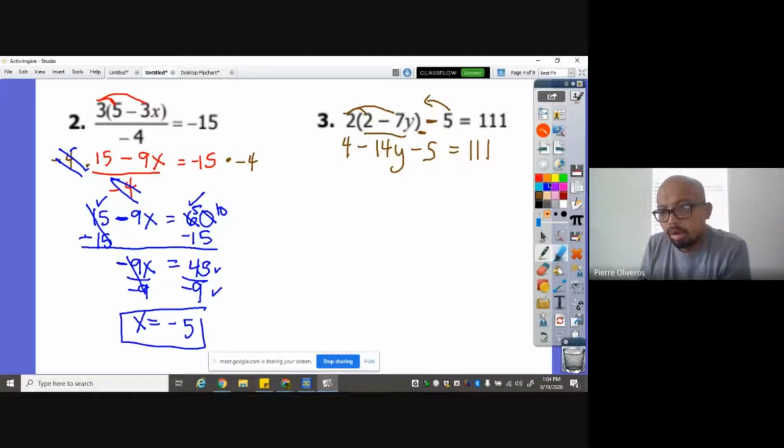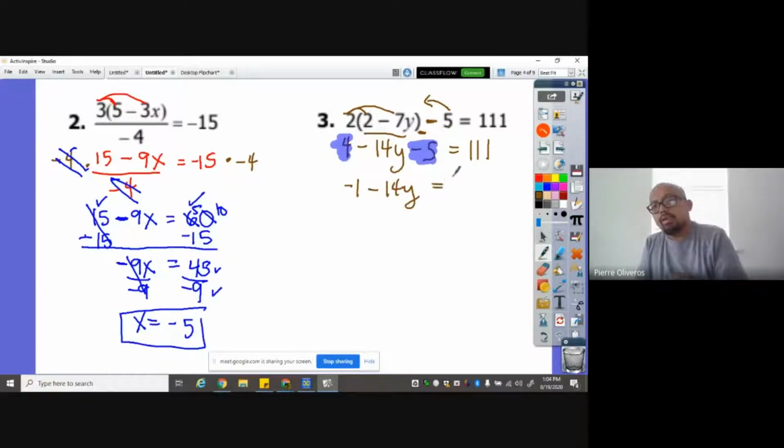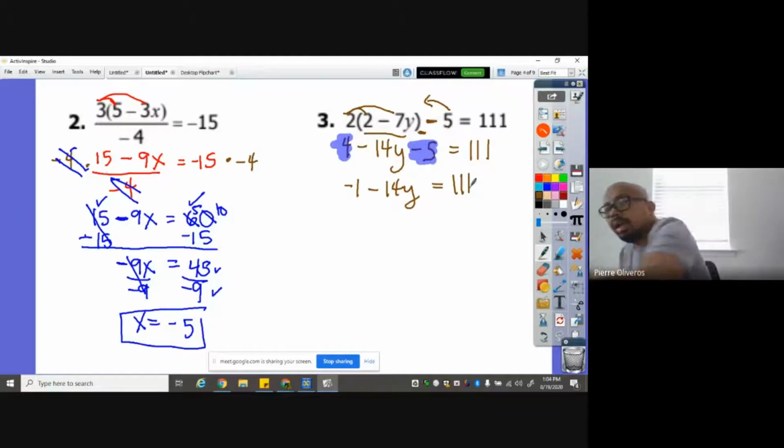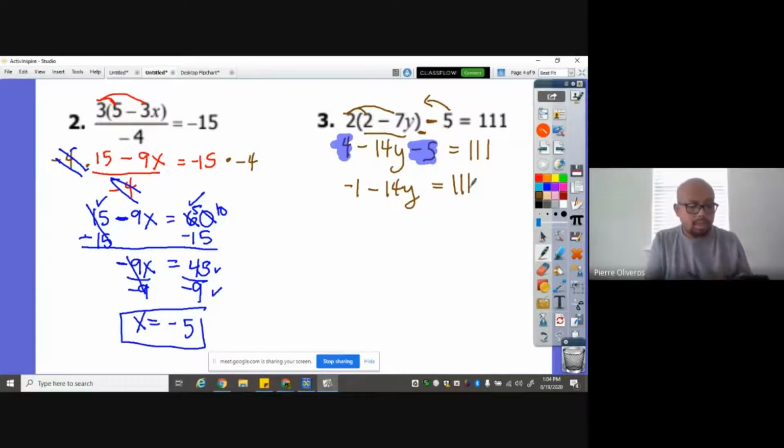Now, before we move terms to the opposite side of the equation, let's look at one side. Do you have any like terms on this side here? Yes, it's 4 and negative 5. 4 minus 5 will give you negative 1. Minus 14y is equal to 111. Do we have more like terms here? Yes.